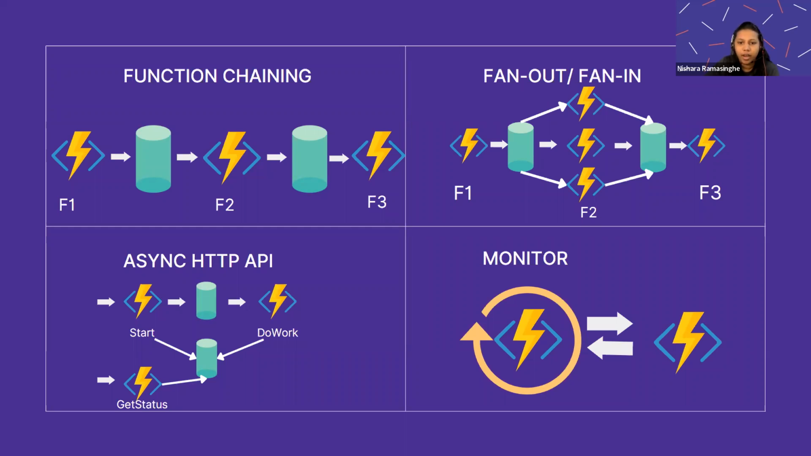Then the fan out fan in method, where we can execute multiple functions in parallel and then wait for all functions to finish. So here we sync at one point. This can be used in scenarios where we want to run some parallel processes. Then the next one is async HTTP APIs. From this diagram you can see that there's a workflow.